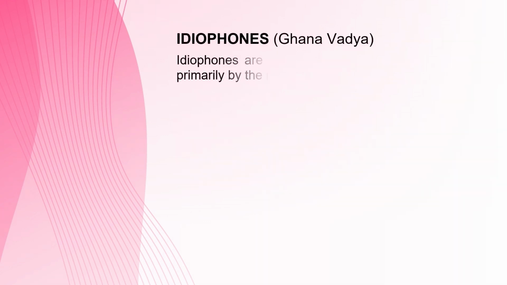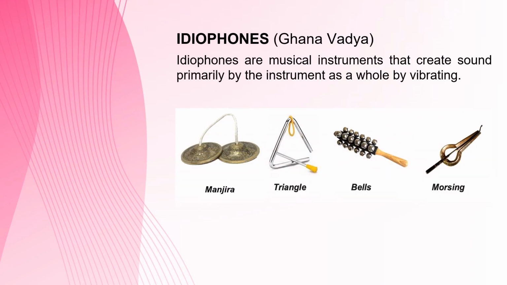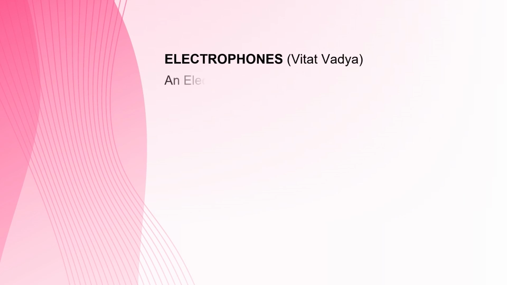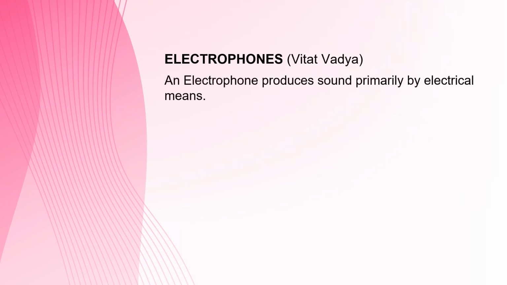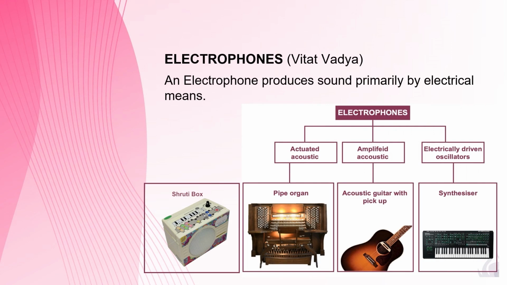Idiophones are solid instruments where sounds are produced through the musical instrument itself by friction. Examples of idiophones are manjira, triangle, bells, and morsing. Electrophones are electrically amplified instruments. They can be actuated acoustic, amplified acoustic, or instruments which make sound mainly by way of electrically driven oscillators, like keyboards. Examples of electrophones are pipe organ and acoustic guitar with pickup.